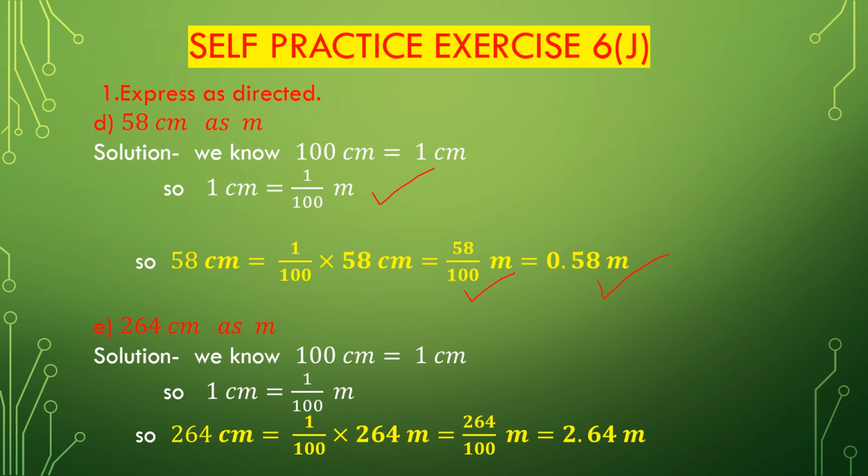E. 264 centimeter as meter. We know 100 centimeter is 1 meter, so 1 centimeter will be 1 divided by 100 meter. So 264 centimeter will be 1 divided by 100 multiplied with 264 meter. So 264 divided by 100 meter.